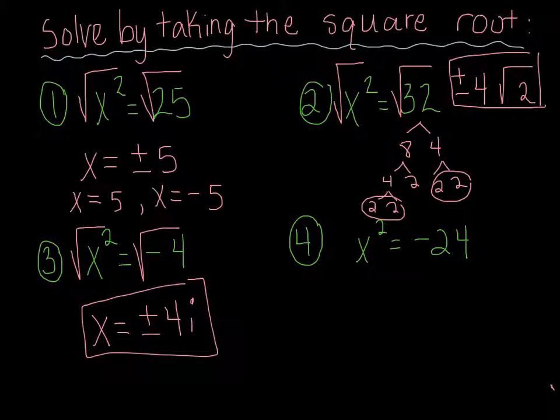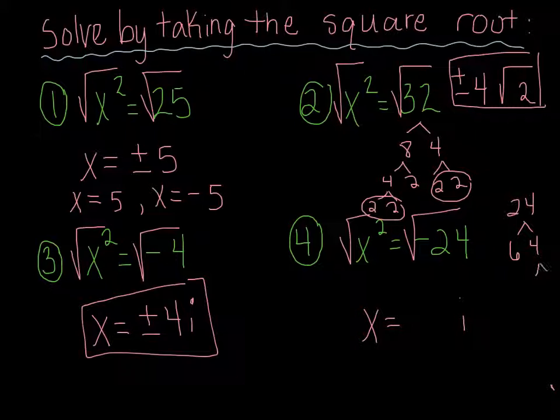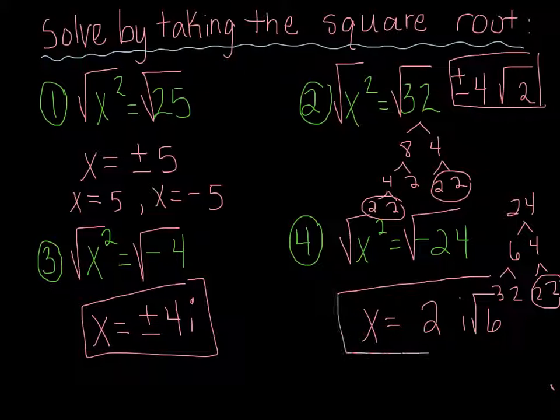Same thing with number 4, square root. Now again, we have a negative under the radical, so we're going to have i in our answer. But before that, we have to break down 24. 24 breaks down into 6 and 4, 2 and 2, 3 and 2. So we're going to have 2i radical 6 plus and minus. Do not forget your plus and minus signs.